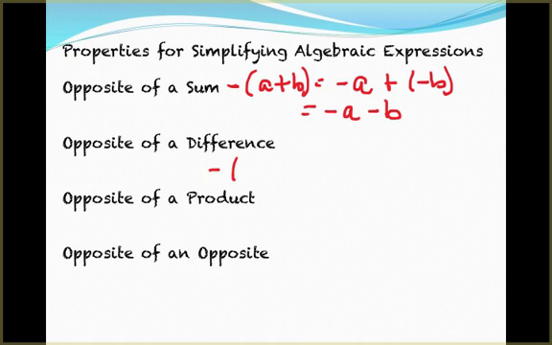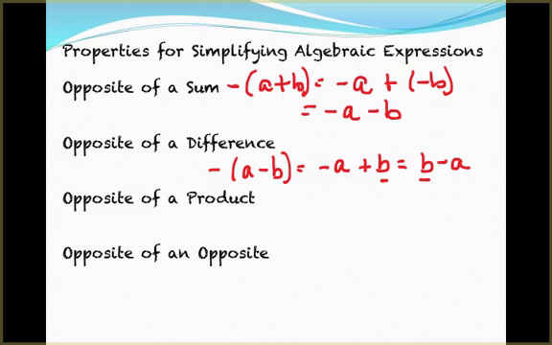The opposite of a difference. If you have the negative of A minus B, that's -A plus B, which is also the same thing as B minus A. Notice that the B is positive in both of these last two answers, and the A was negative.